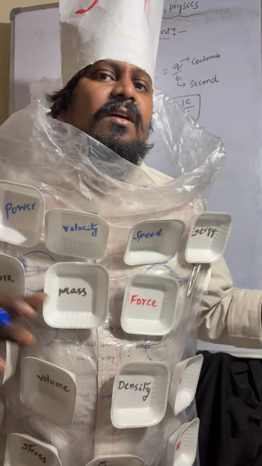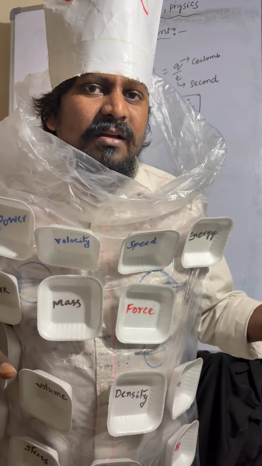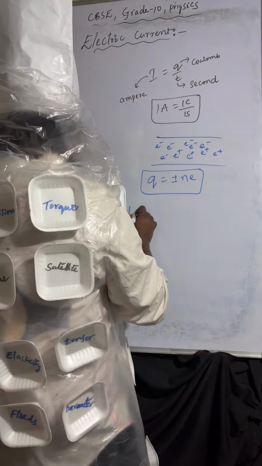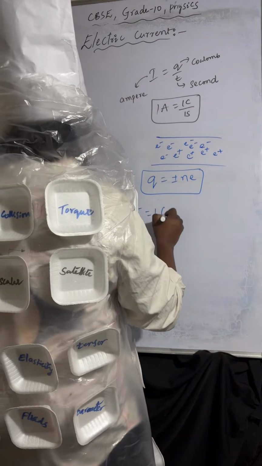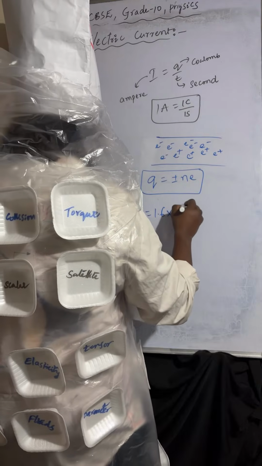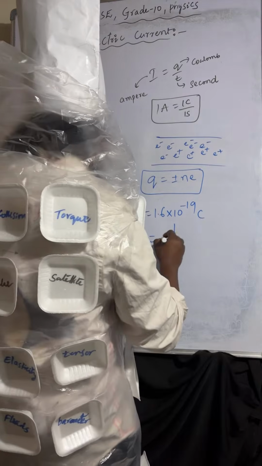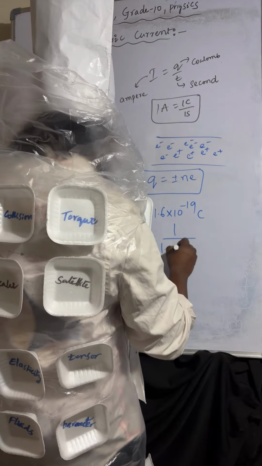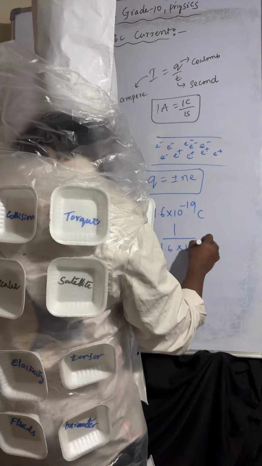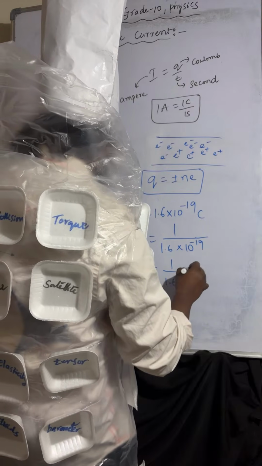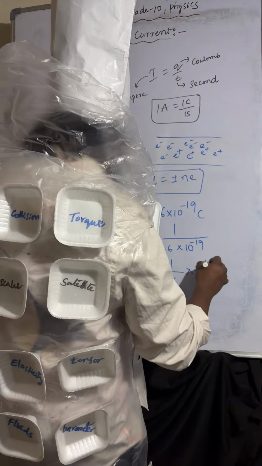On one electron, how much charge is present? We can see, on one electron, 1.6 into 10 power minus 19 coulomb. Okay, in 1 coulomb, 1 by 1.6 into 10 power minus 19. So if you do it, see, 1.6 into 10 power 19.